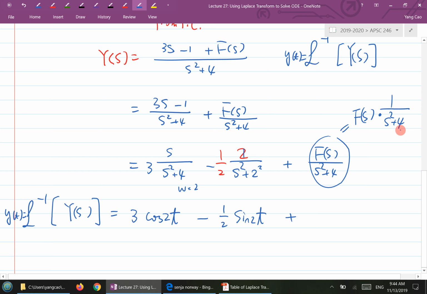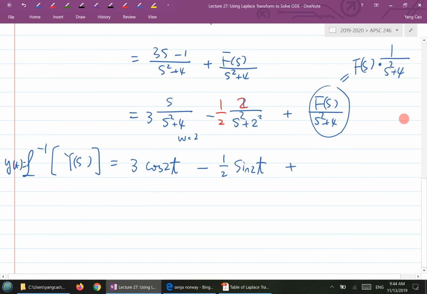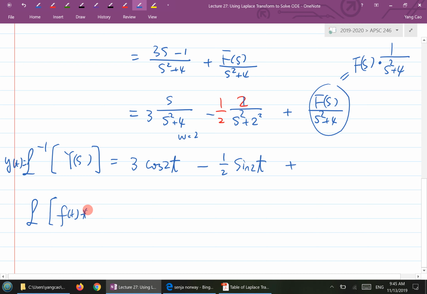Now in the previous lecture we learned another application of Laplace. When you have the Laplace of a time function f of t convolved with g of t, what does it equal to? F of s times G of s, right? That's another application of Laplace.